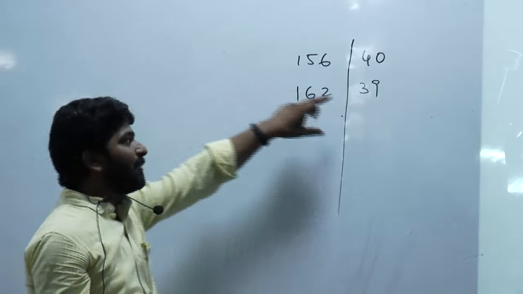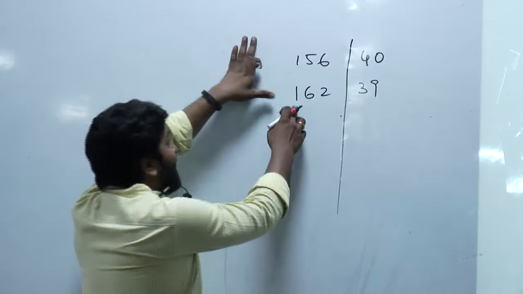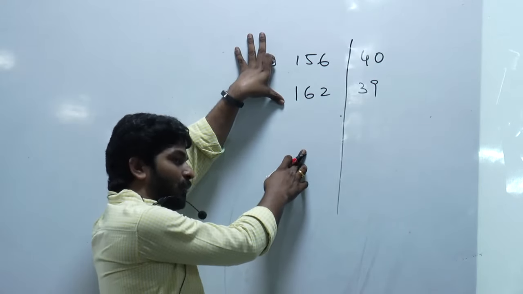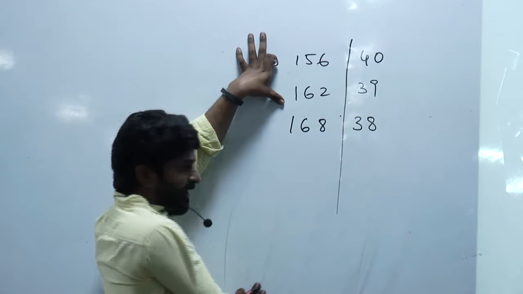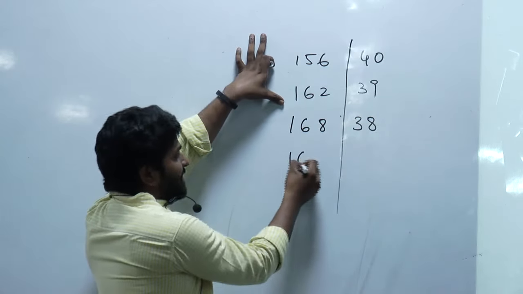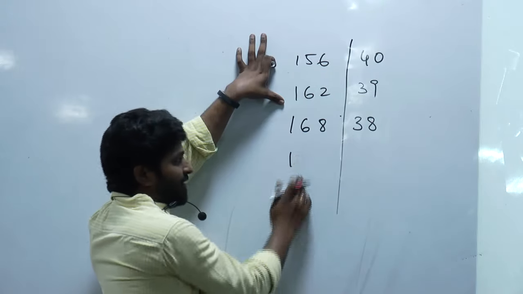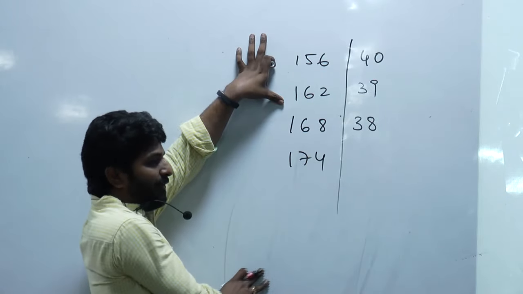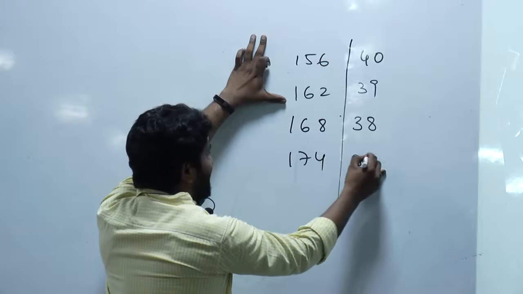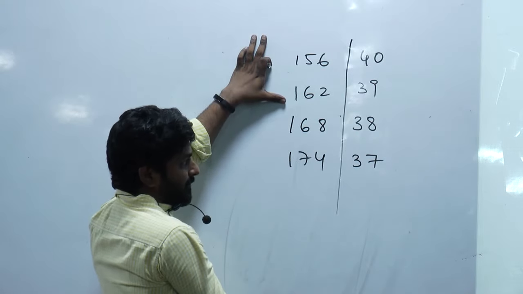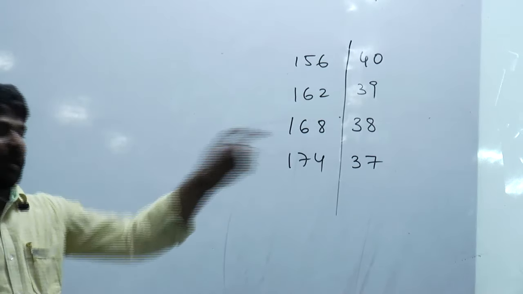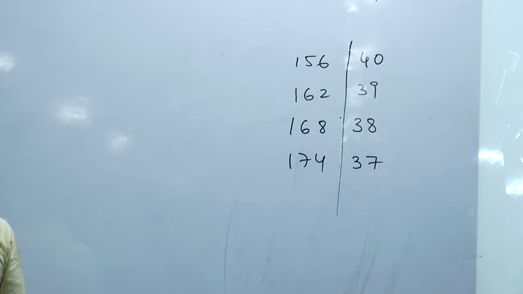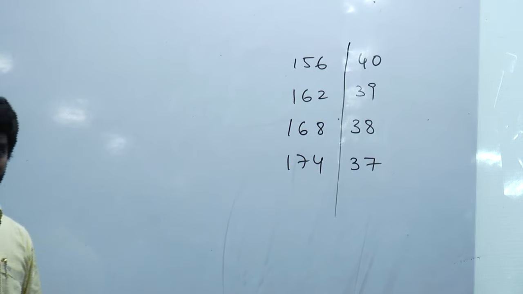I have increased its price by 6 rupees, I can sell only 39 chairs. If I again increase its price by 6 more rupees, I can sell only 38 chairs. I increase its price again by 6 rupees. In the sense, if I sell it for 174 rupees, I can sell 37 chairs. Like this, if you do, where will you get maximum profit? That's your question. Okay?